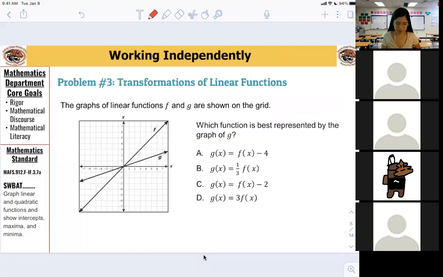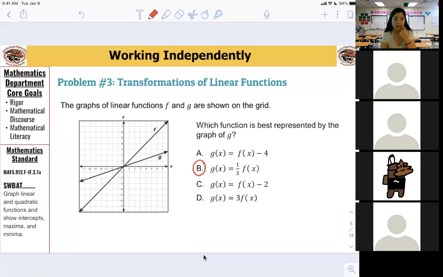Awesome. Number 3. Here's another one with transformations. So the graphs of linear functions f and g are shown on the grid. Which function is best represented by the graph of g? Does anyone think they know this one? Well, I put B, but I don't know. Okay, and why did you put B? Me too. Because it was less steep. Yeah, it's less steep. So f and g, the only difference between f and g is that one is more steep than the other. And B is correct because we know that g of x is less steep than f of x.